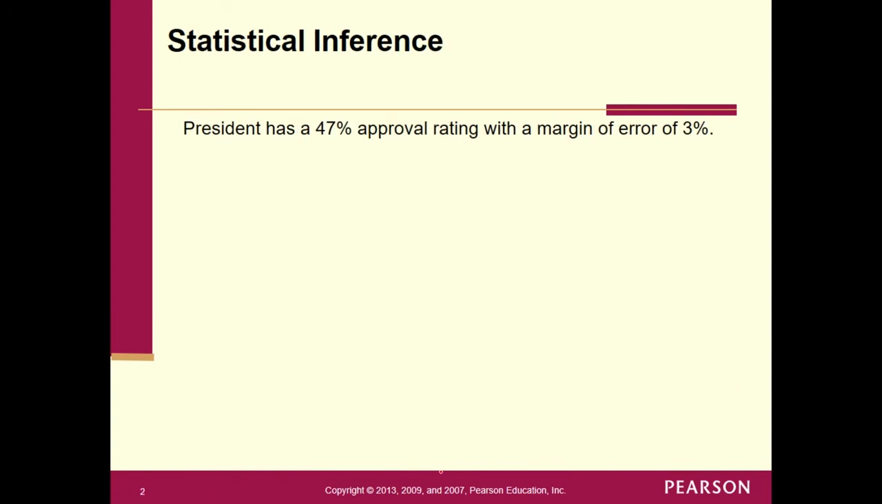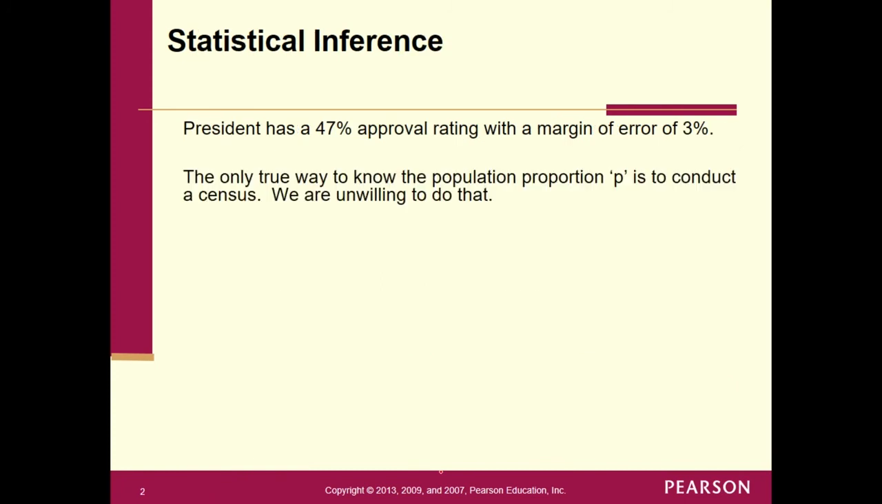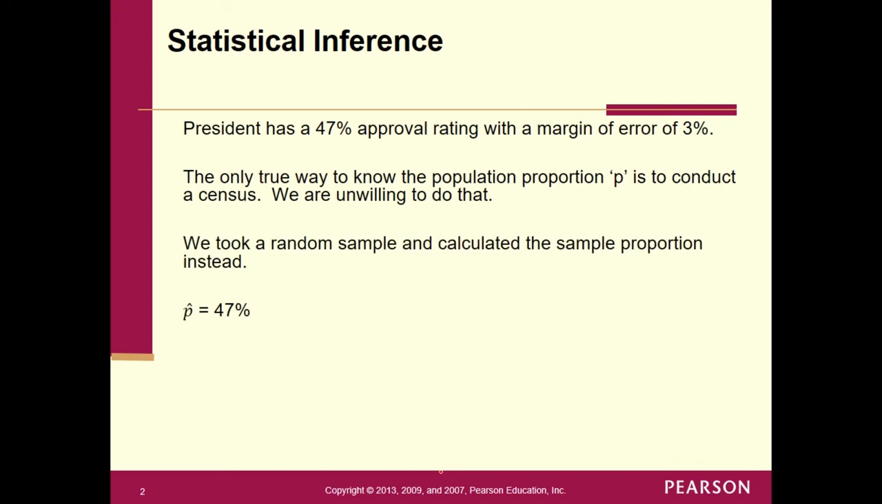So what exactly happened then? Well, the president has a 47% approval rating with a margin of error of 3%. And I'm just kind of reviewing here: the only way to actually know this is that the population proportion p is to conduct a census, and we're unwilling to do that. So we took a random sample instead. And what did we calculate? What did CNN calculate? They calculated p hat. And they calculated it to be what? 47%. So that's p hat, the sample proportion.